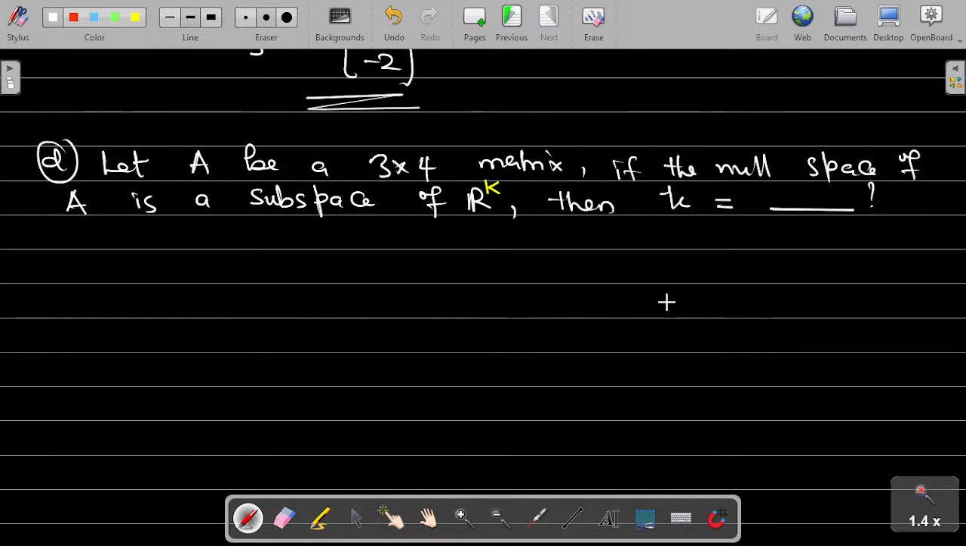What is k? All right, so what is that trying to say? That you have a matrix of dimension 3 by 4, and the null space of A is a subspace of R^k. So what is that? Okay, what that means is that, you recall there was a time we worked on a particular matrix. So let me use this as an example. Let's take it that you have a matrix.